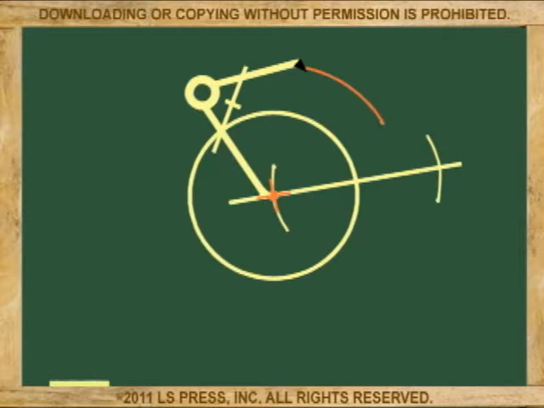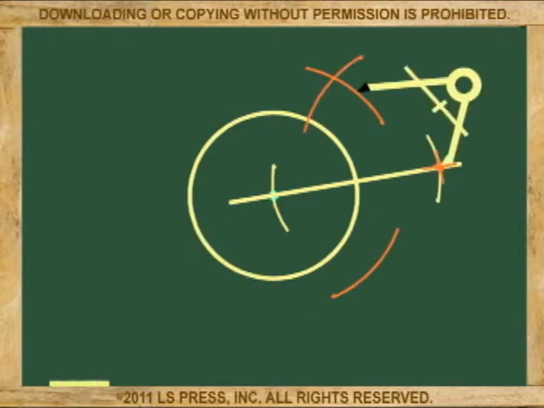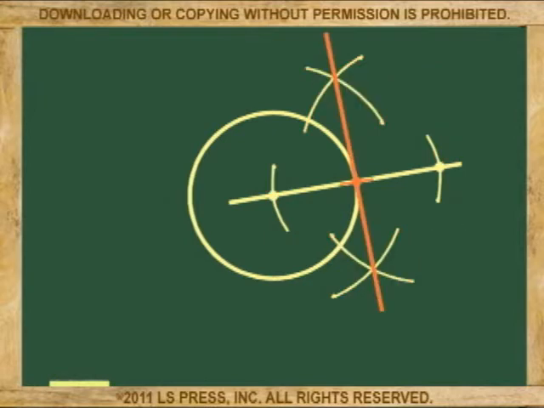From the center, swing the first 2 arcs. From the secant outside the circle, swing the other 2 arcs. Using these 2 points, draw the perpendicular bisector of the line at the tangential point. The perpendicular bisector at the tangential point is the new tangent to the circle.